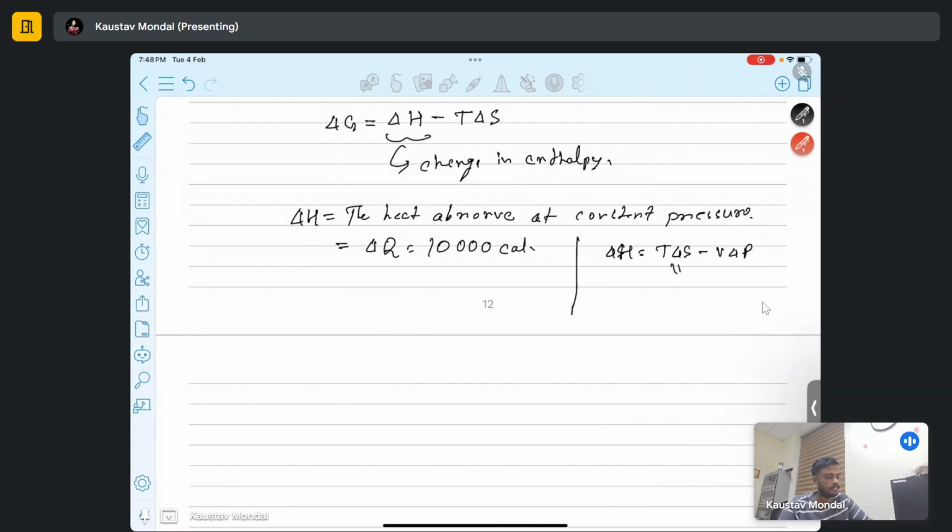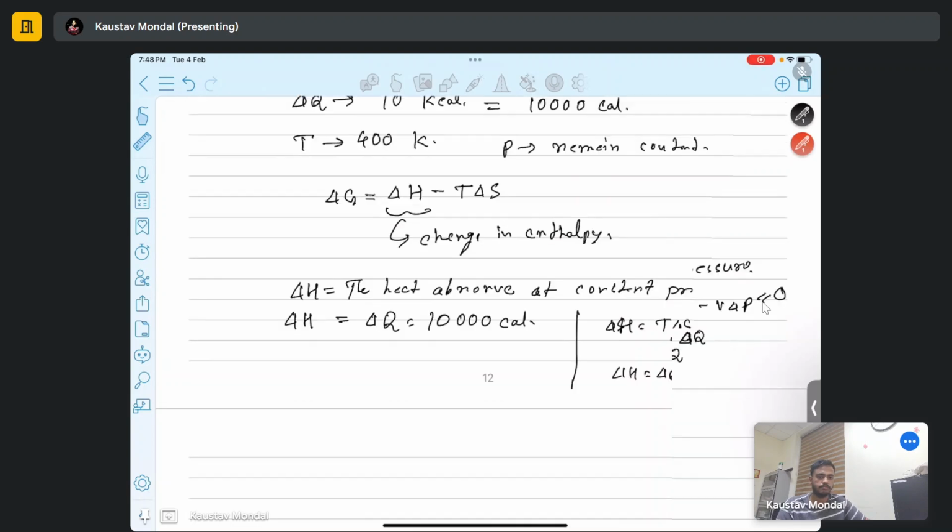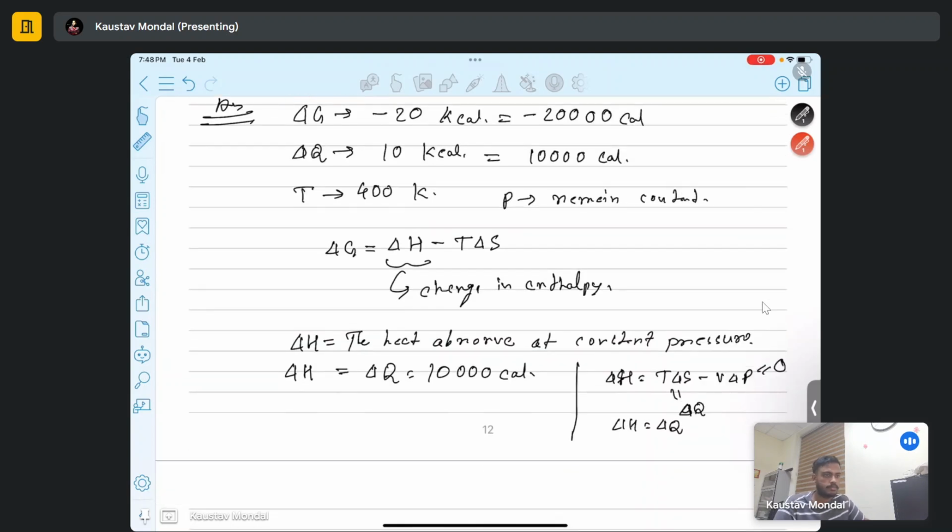TdS basically is dQ, right? We already know T dS is the expression. And for constant pressure, dP is equal to 0, so dH basically will be dQ. This is how you can state it: for constant pressure, delta H will be equal to delta Q. Okay, so this is given.